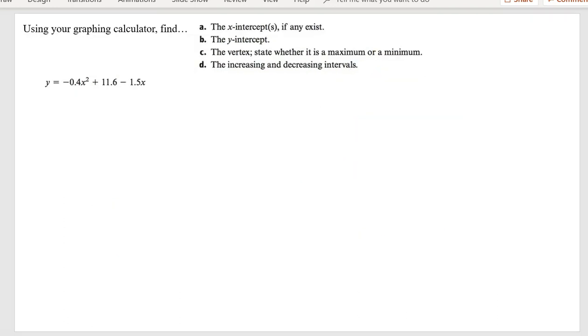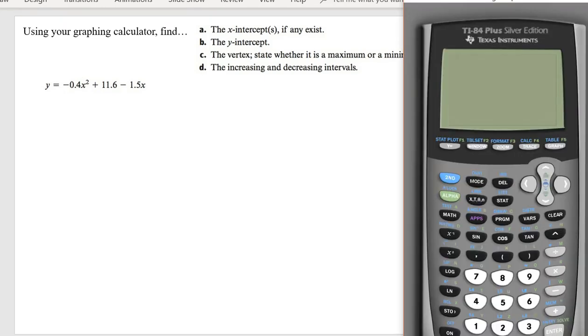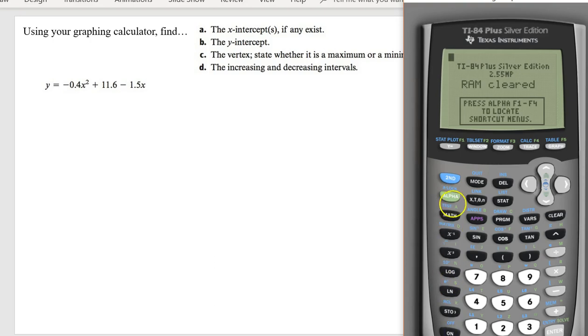Our next question asks us to use our graphing calculator to find first the x-intercepts. So let's get our graphing calculators out. So first, I'm going to enter my equation in my grapher.